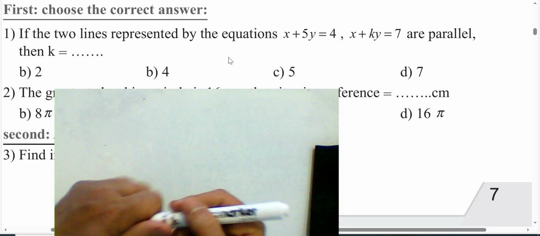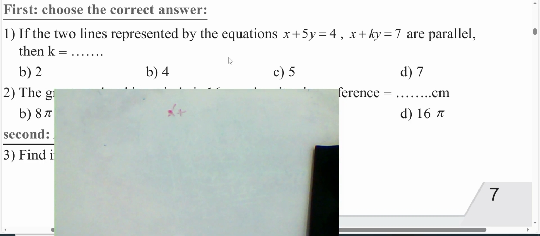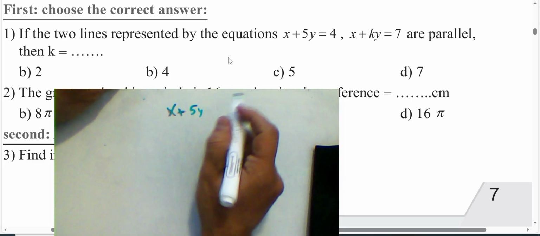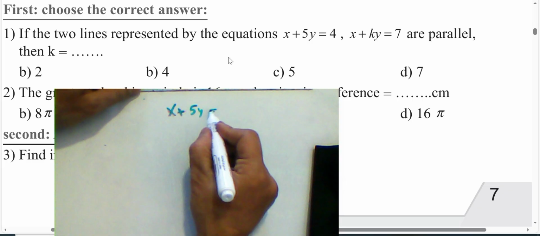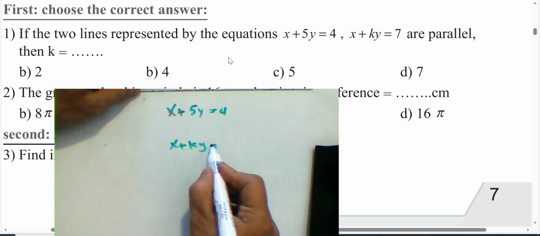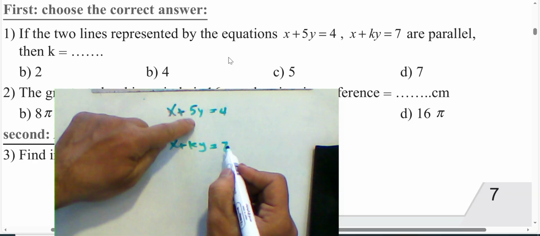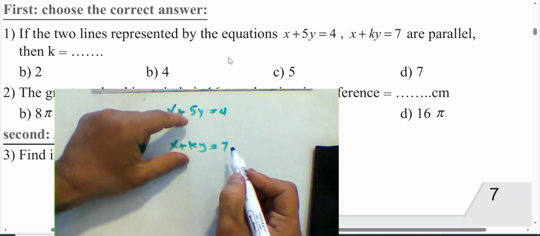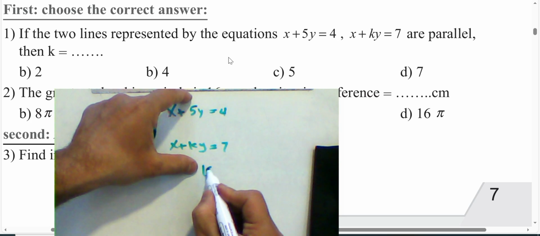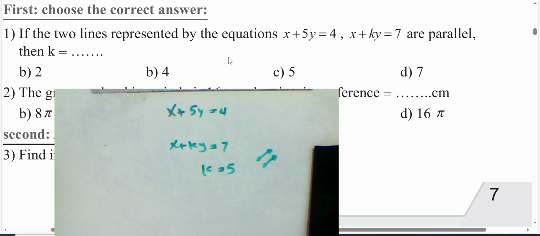So look at here, we have x plus 5y equal 4, and the other we have x plus ky equal 7. Who can tell me here? K will be 5, because the coefficient of y must be equal in both equations, y1 and y2. Then k will be equal to 5, because we have two parallel straight lines here.